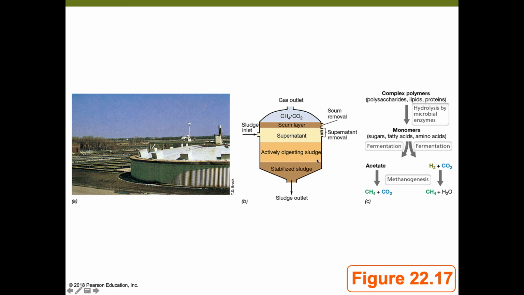The actively digesting sludge, the stabilized sludge, and they do have some gas outlets to release any methane or carbon dioxide. Because as you can imagine, right, all of these processes produce a lot of gas. And so that gas is released through the top up here. And then you have all of these different reactions occurring inside of there, where you're breaking down the polysaccharides, the lipids, the proteins. You're breaking them down even further into things like acetate, methane, carbon dioxide.